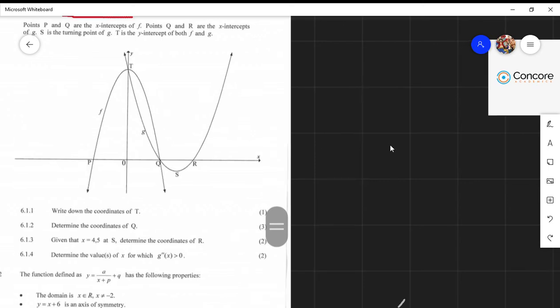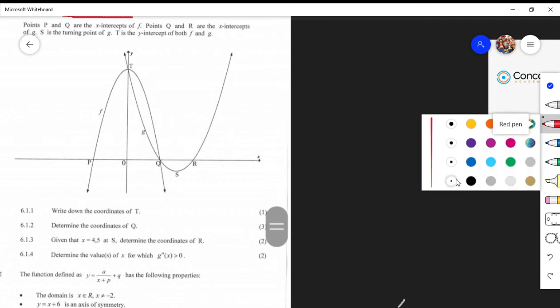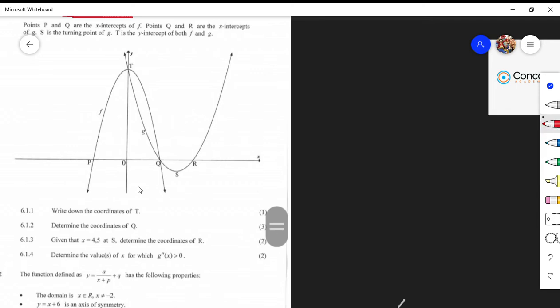Okay, so the next question, we did 6.1.2. 6.1.3: Given that x is equal to 4.5 at S, determine the coordinates of R. So if we know that x is equal to 4.5 at S, then from 0 until S is 4.5 units, right?